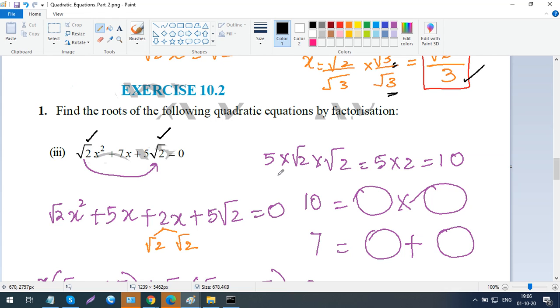So 5 into root 2 into 2. This is going to give you root 2 into root 2 is root 4, which is simply 2. And 5 into 2 is 10. So multiplying this and this gives you plus 10.